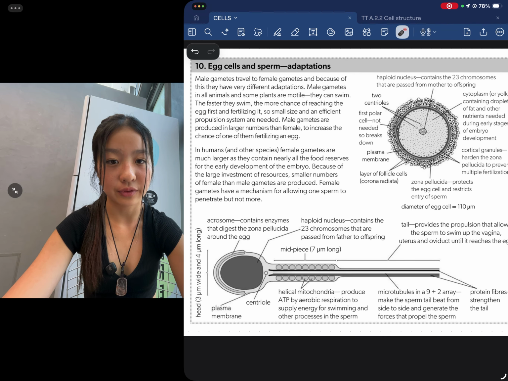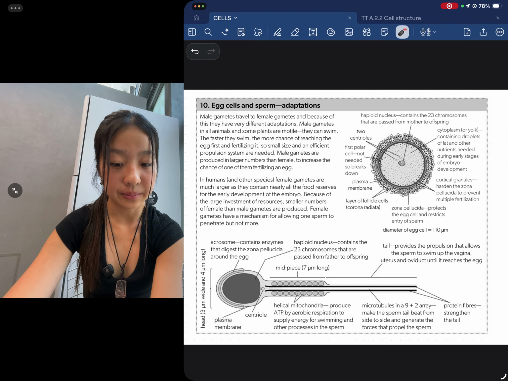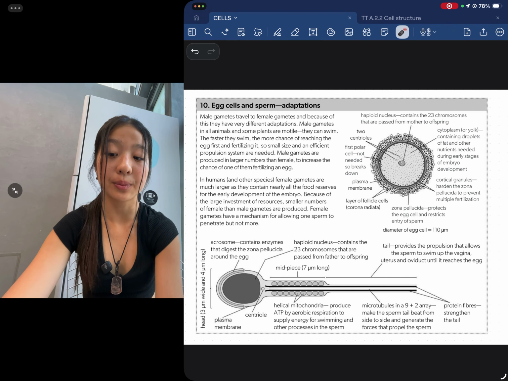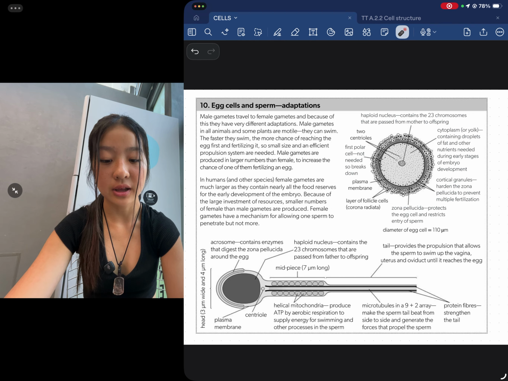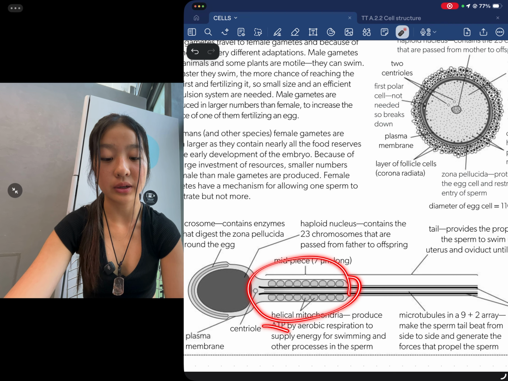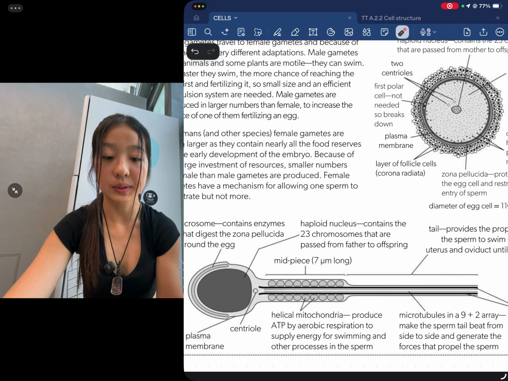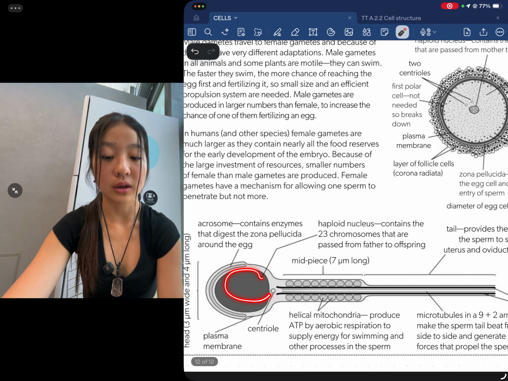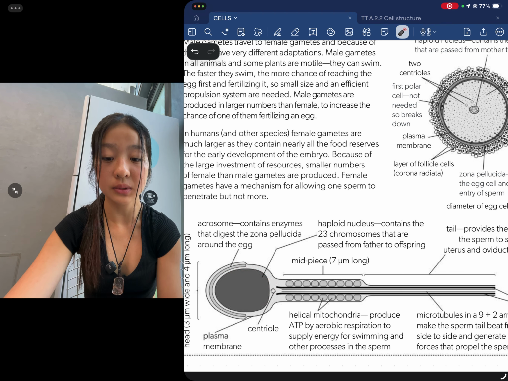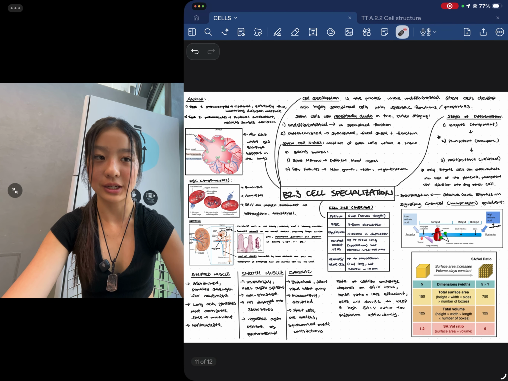And then we have the sperm adaptations. Sperm adaptations focus really on the length and the tail to propel the sperm forward, and then also the adaptation of multiple mitochondria to provide ATP by respiration to aid the sperm as it travels through the body. And then again, we have the reproductive sex chromosomes, and then the plasma membrane to allow penetration through the egg cell. And that is everything for cell specialization.